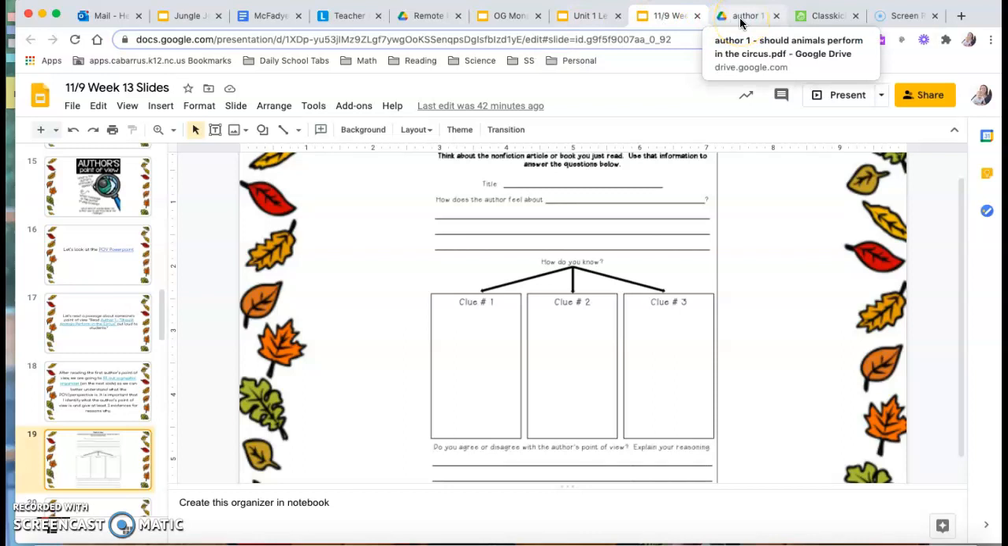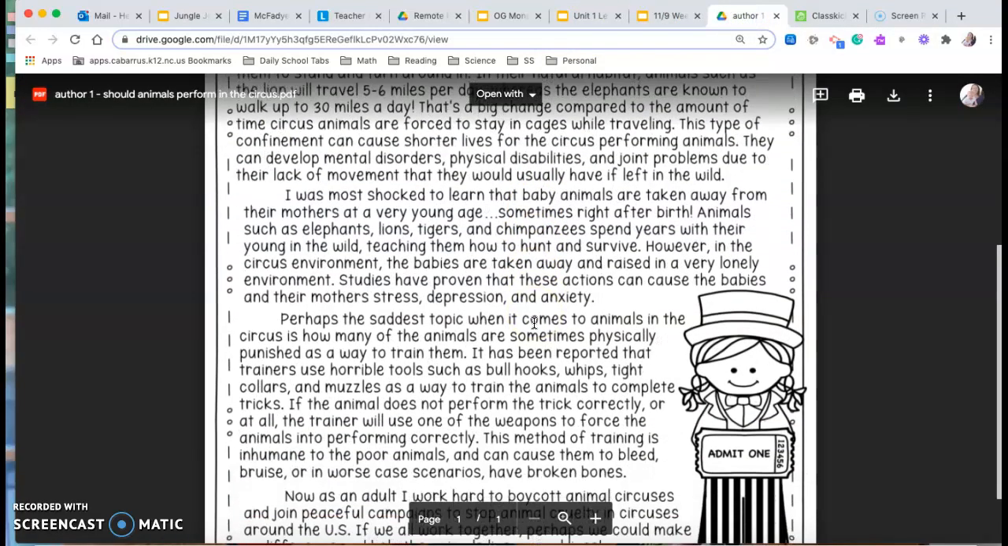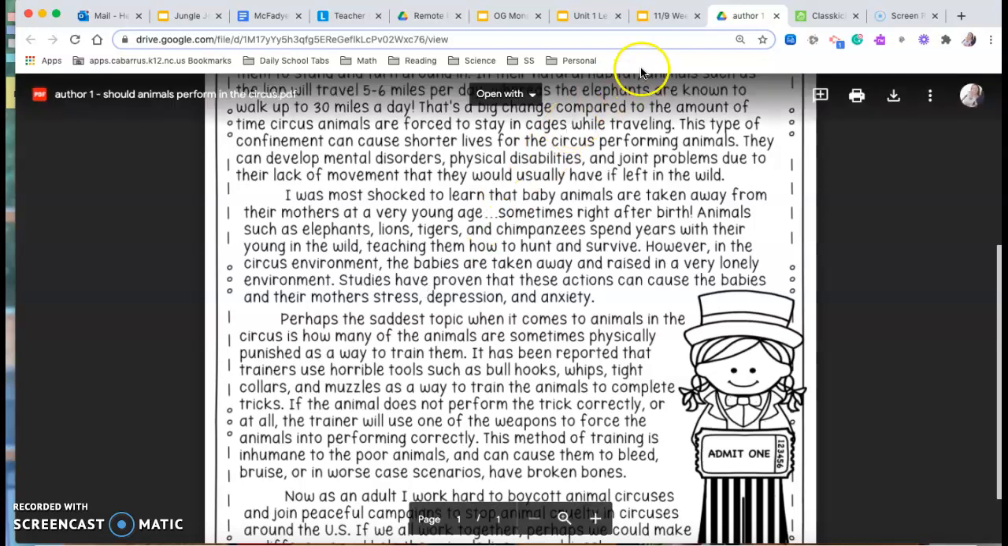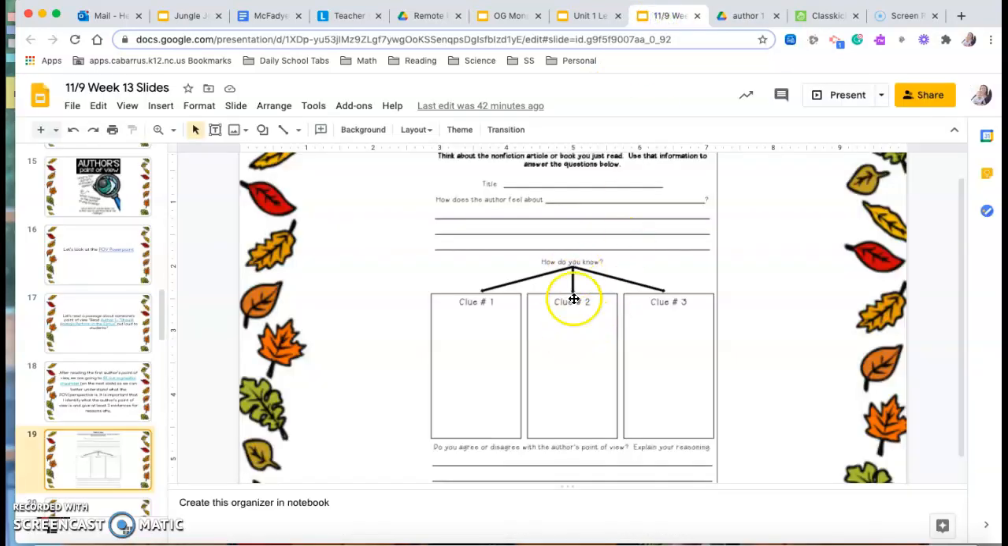Now, if I go back to the passage and look for clue 2, I'm going to move on down to the next paragraph. So this one was talking about how the young are taken away from their mothers at a young age, which has proven to cause stress, depression, and anxiety among both the babies and the mother. So I would write that in a sentence for clue number 2.